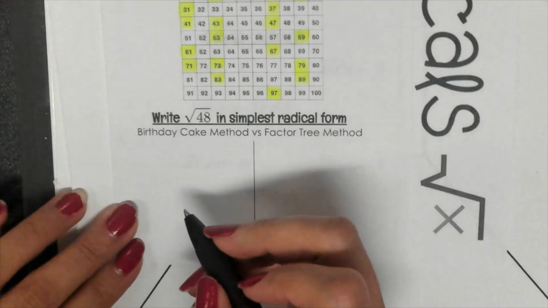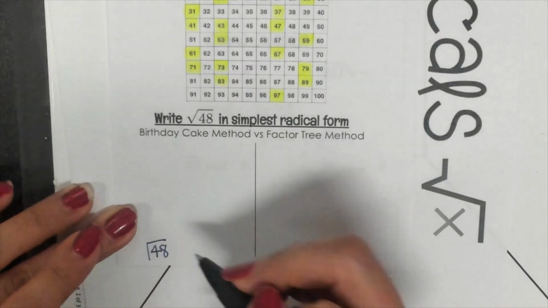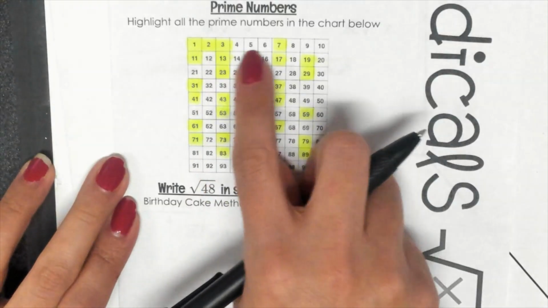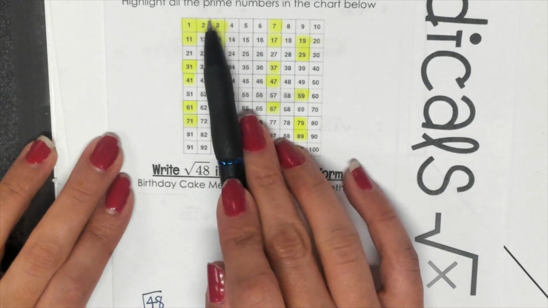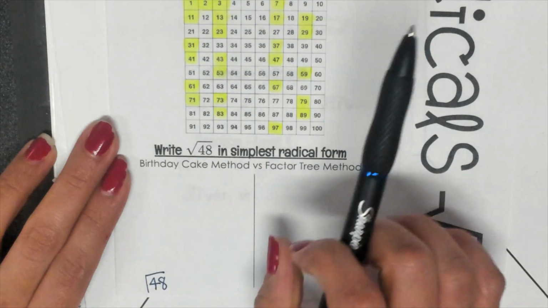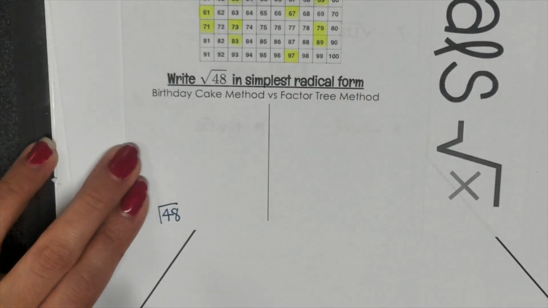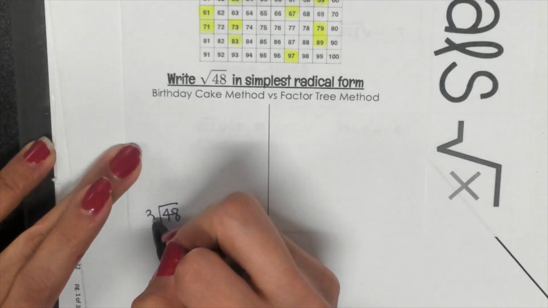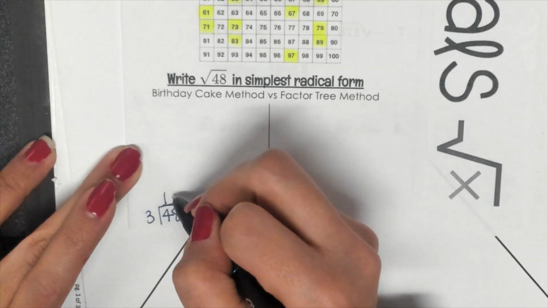So birthday cake method. I'm going to start off with 48 at the bottom, and I'm going to divide by a prime number that goes into 48 evenly. So a prime number I know goes into 48 evenly would be 3. 2 does as well, so you can start off with 2, but I know 3 goes into 48 evenly because 4 plus 8 is 12, and 12 is divisible by 3. So 3 into 48 is 16.